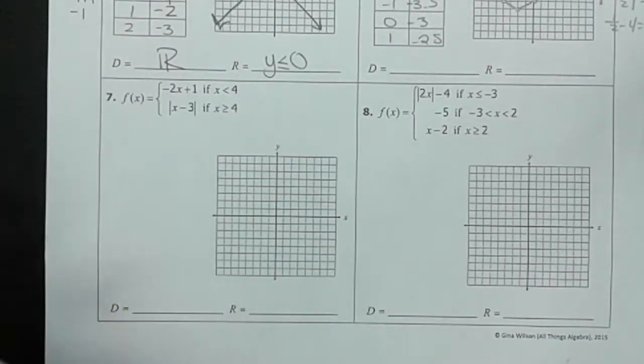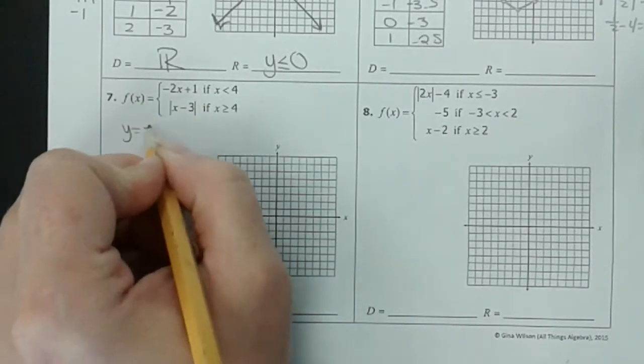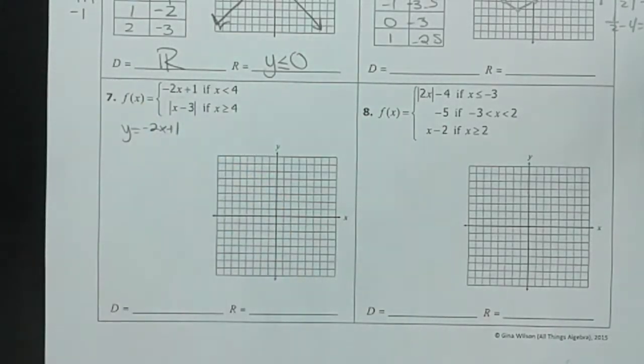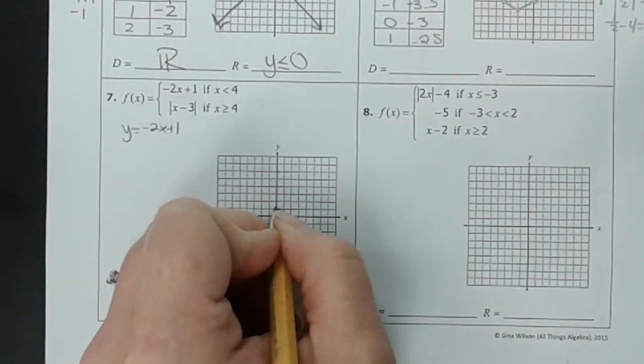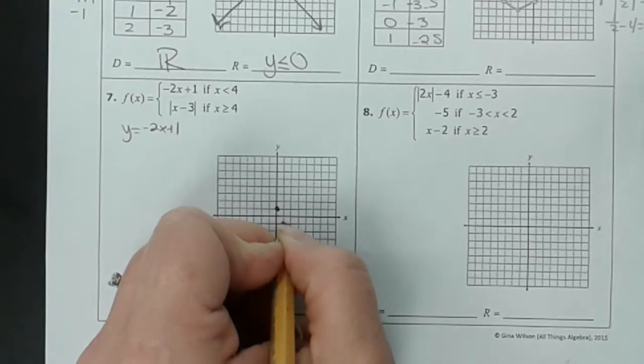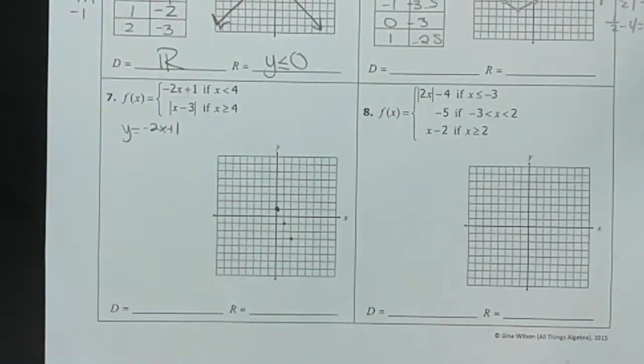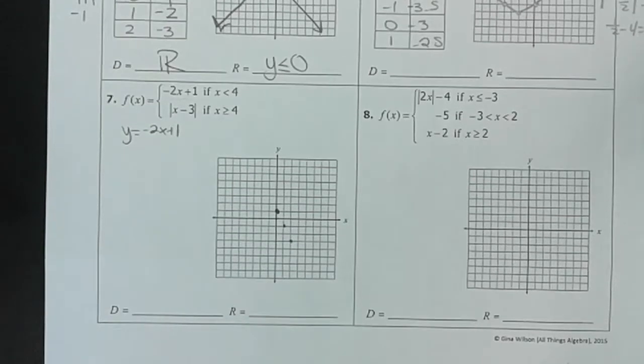Okay, so first we graph the functions and then decide what part we're going to keep and what part we're not going to keep. So this is just a line, y equals negative 2x plus 1. Well, you know how to graph that. That has an intercept of 1 and a slope of negative 2. Down 2 over 1, down 2 over 1. So let's just graph that.